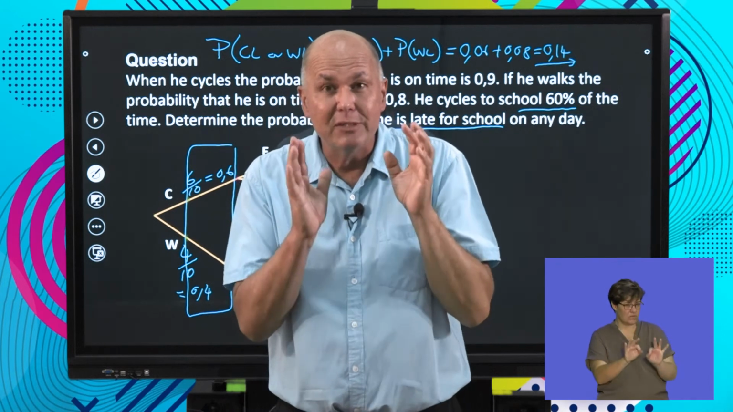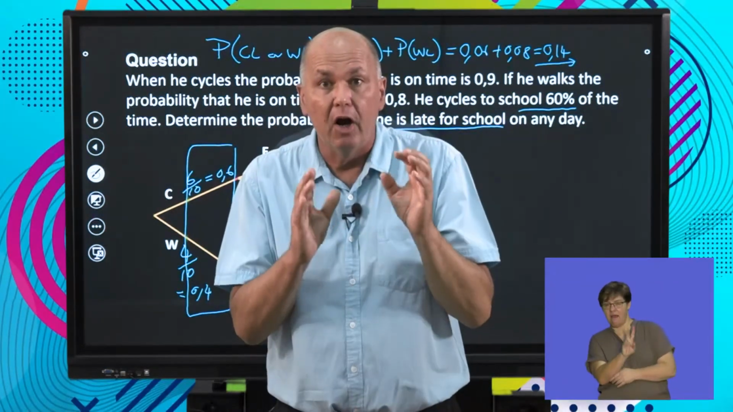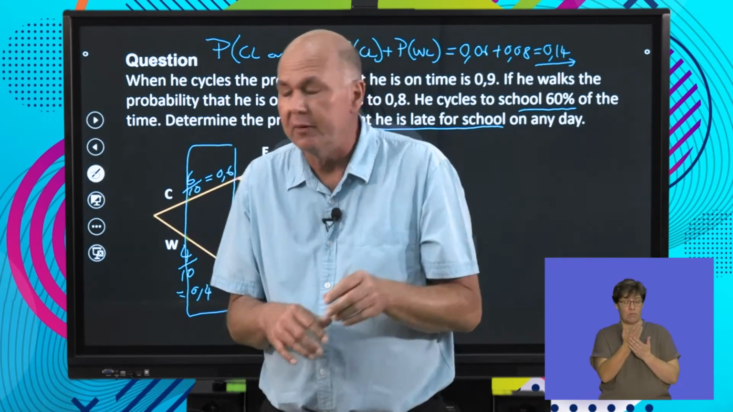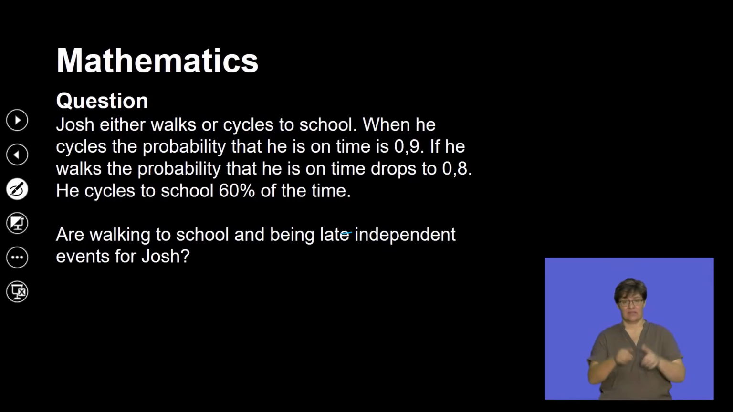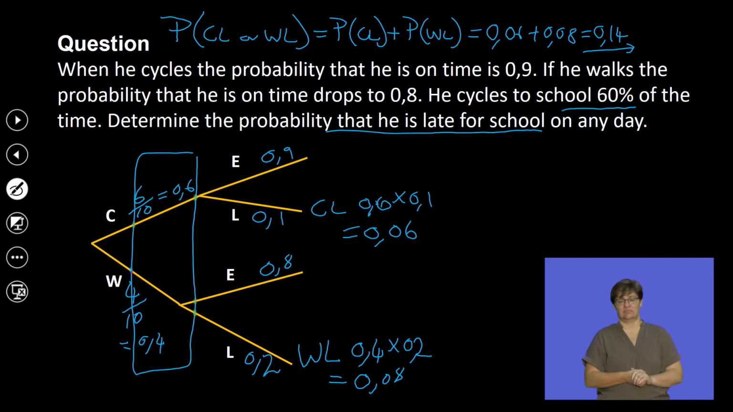Make sure that you see that there is lots of detail on this probability tree that we can work with. Let's go to the next question. And the question is simply this: are walking to school and being late independent events for Joshua? So let's just go back to the tree where we've got the probabilities all sorted out. And what we're asking is, are walking and being late independent?